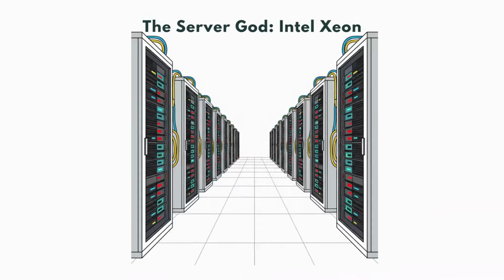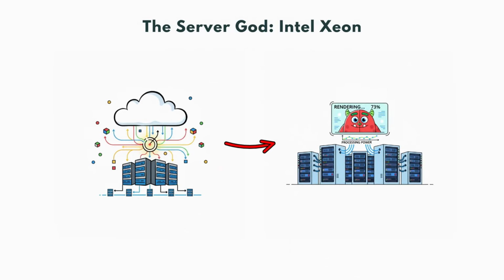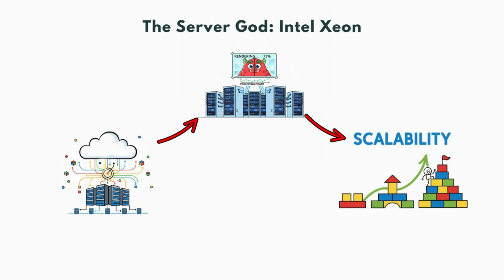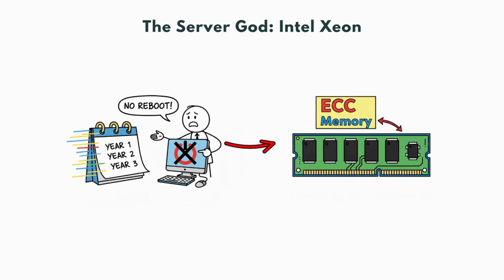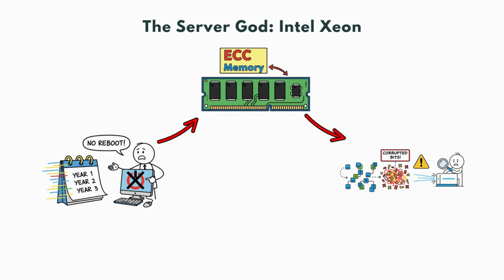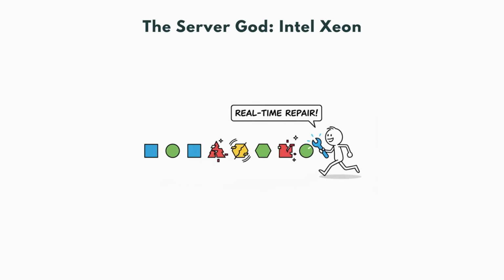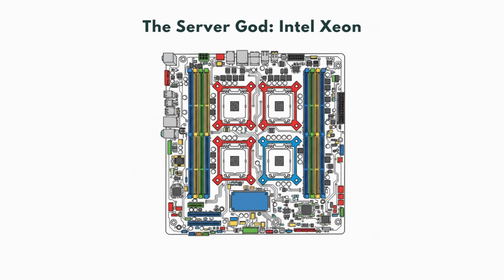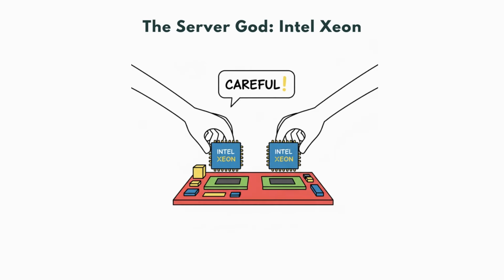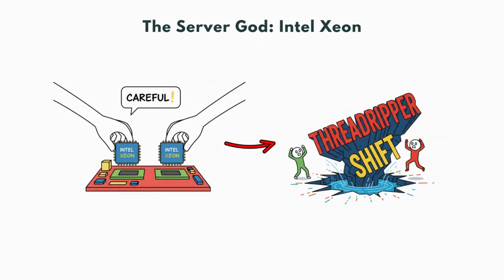These are not for you. These are for data centers, cloud infrastructure, and Pixar render farms. The stat is scalability. A Xeon workstation can run 24/7 for years without a reboot. They support ECC memory, error-correcting code, which detects and fixes data corruption on the fly to prevent crashes. Top-tier Xeons feature up to 120 cores and support multi-socket motherboards, meaning you can plug 2 or 4 of these CPUs into a single board.